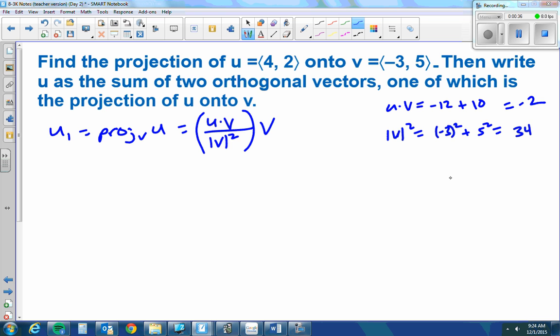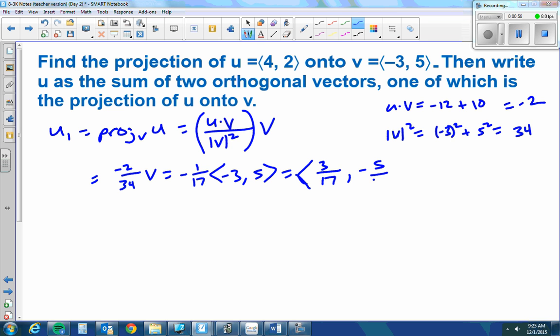25 and 9 is 34. So it works out to -2 over 34 times v, or -1/17 times v, where v is this. And it turns out you get 3/17, comma, -5/17 for the component, or the projection of u onto v, or the component that goes in the same direction, or is parallel to v.